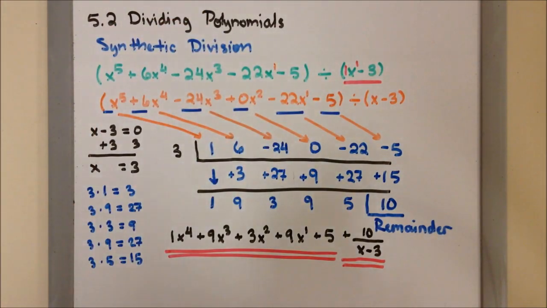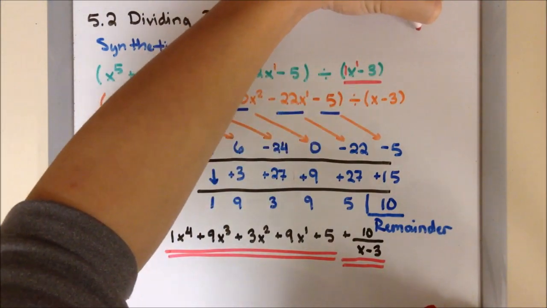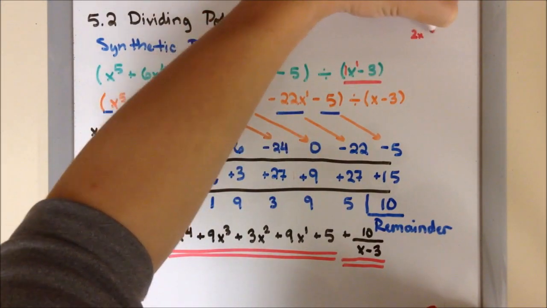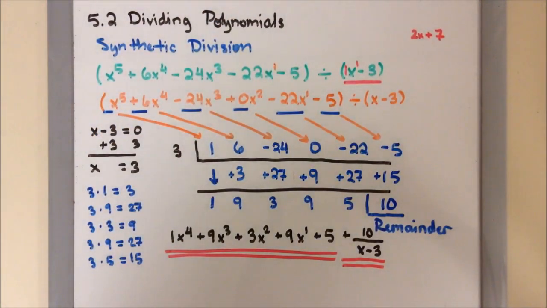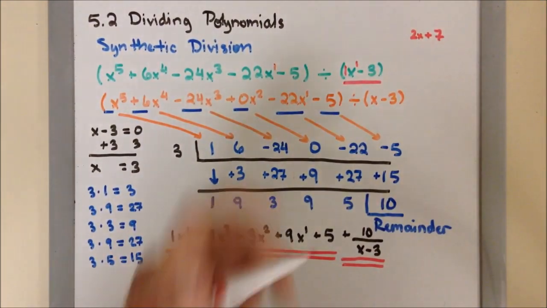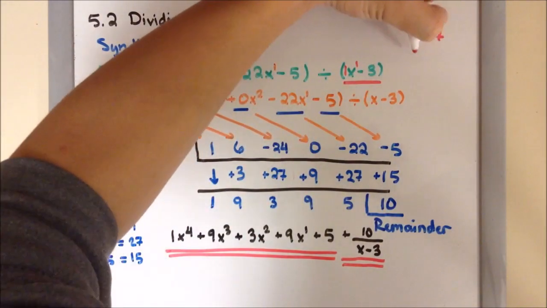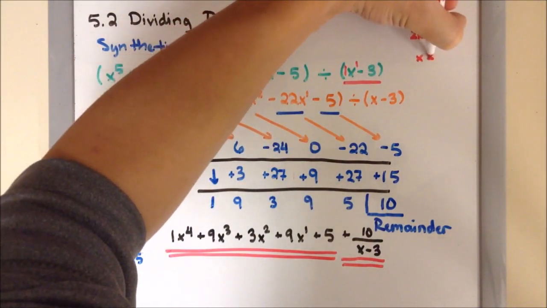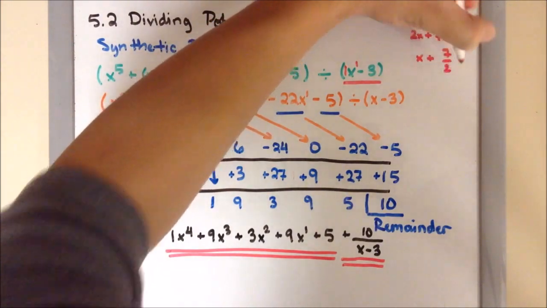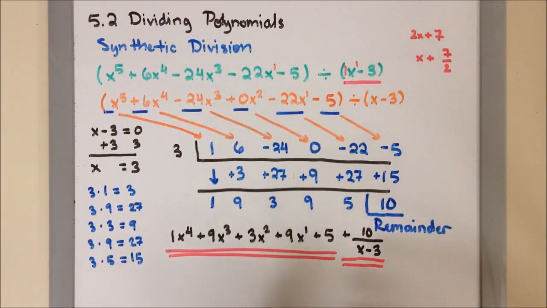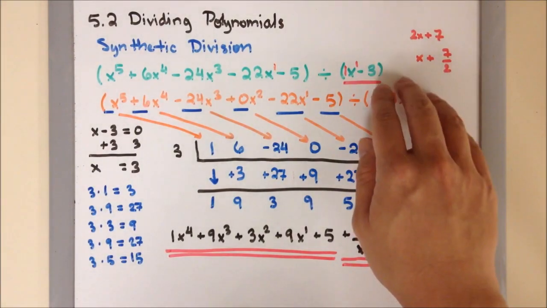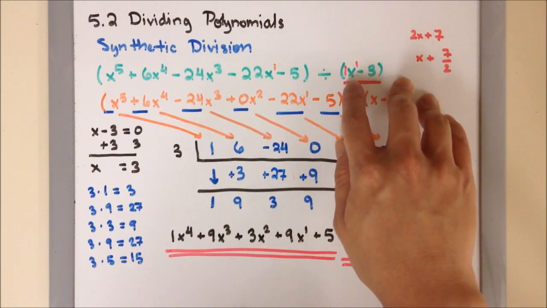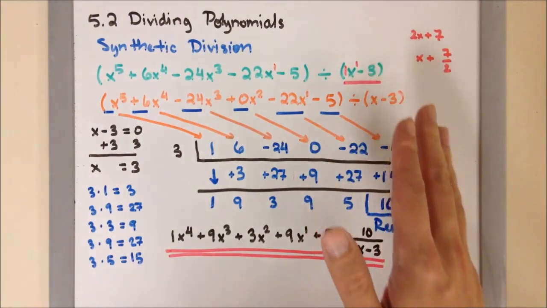If there was a number in front of it, for example, 2x plus 7, well, it's going to be hard working with that kind of divisor. You can get x by itself, and then what I would do is convert it. It will be x plus 7/2. If I use that, I'm going to be doing more work because we're going to be working with fractions. So that's why it's best to use synthetic division when the coefficient in front of x is 1.